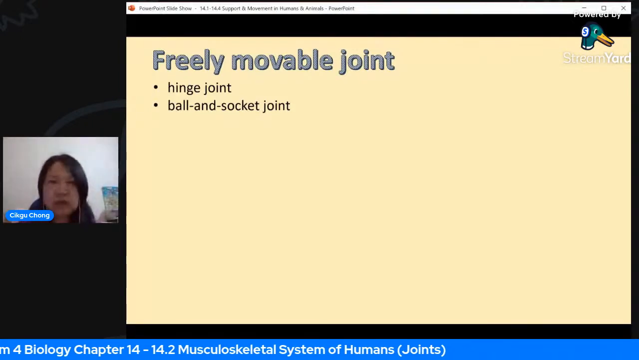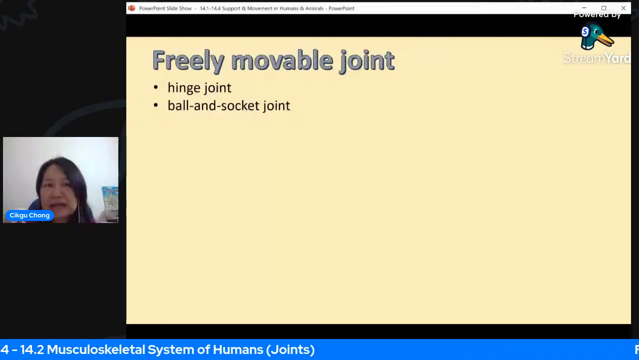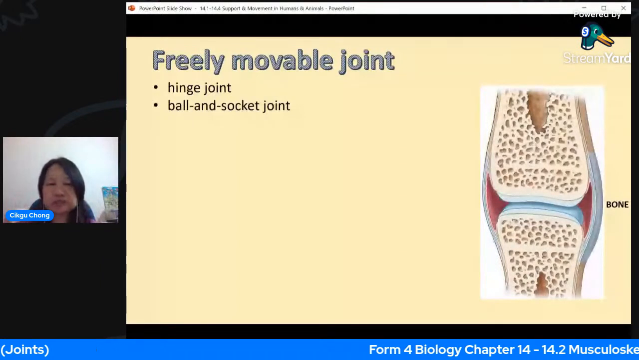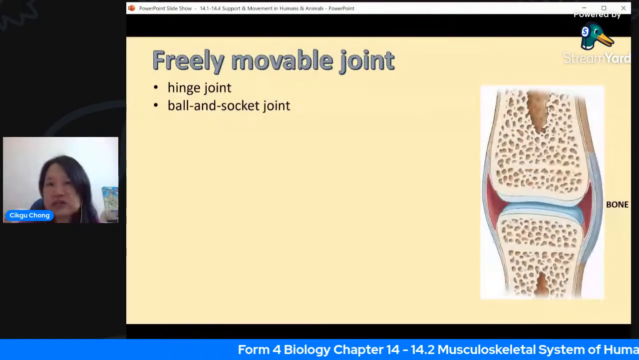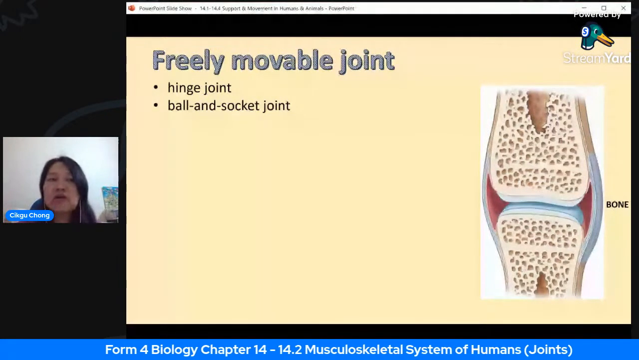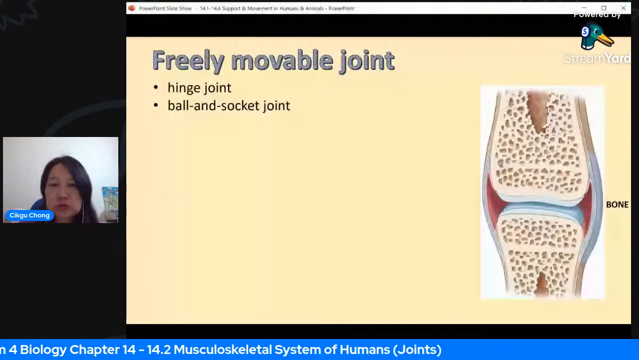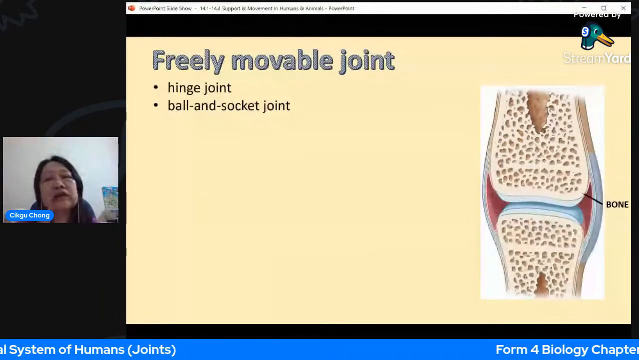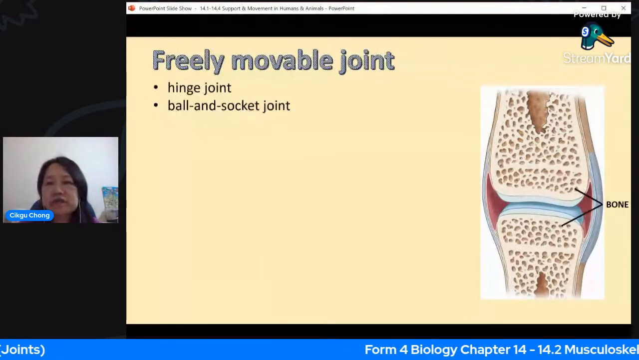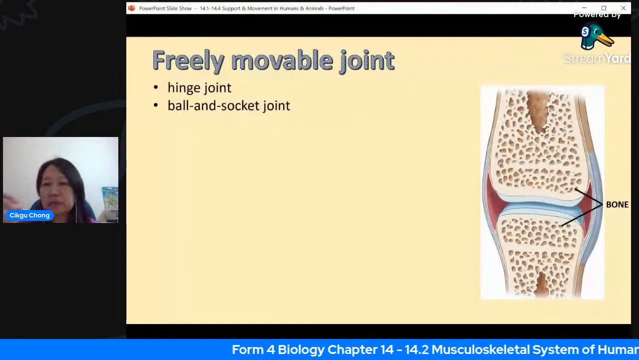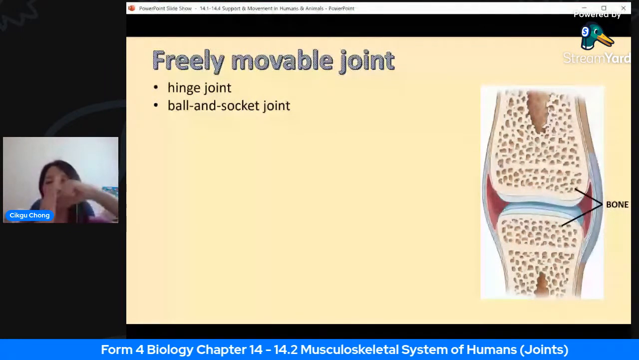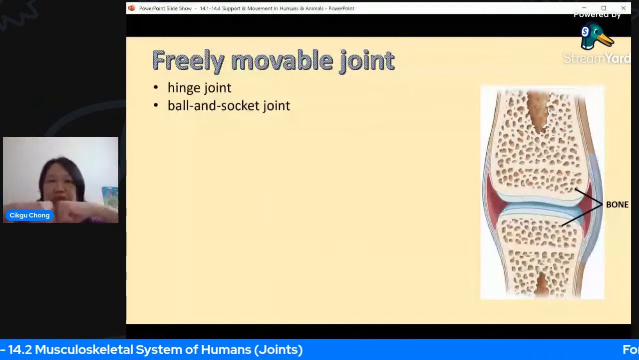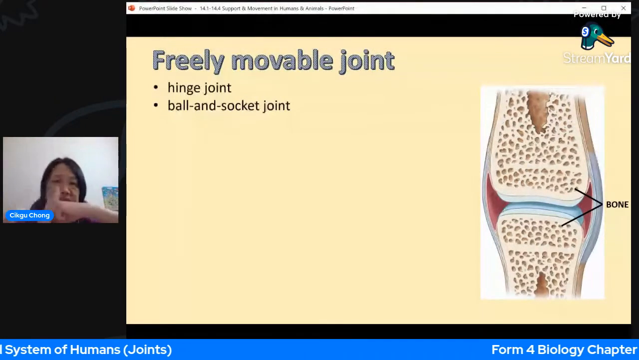Now at the freely movable joint, you will have similar structures. So what are the similar structures? Today we're going to look at this one first. Doesn't matter whether it's a hinge joint or ball and socket joint, you will have these things. You need to know how to label. First of all, these two are the bones. This is the ends of the bones here, where they articulate. One bone here and another bone here, they make contact. This surface we call the facet, F-A-C-E-T. It's the place they make contact.